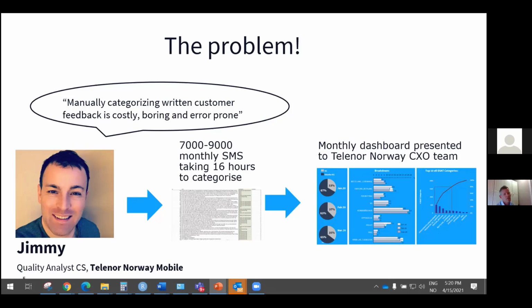So he really doesn't like it. He wants to do other things than sitting and spending his time on this. There are so many other things he can do.